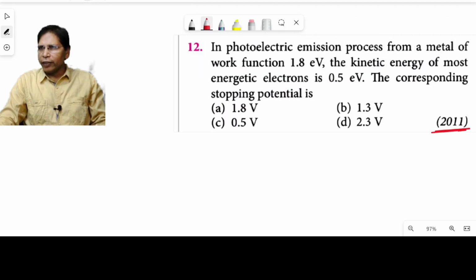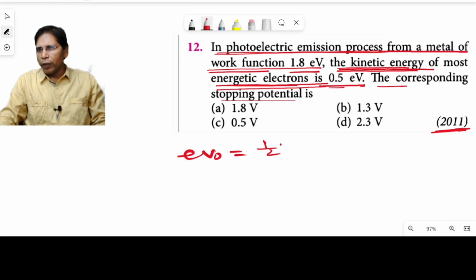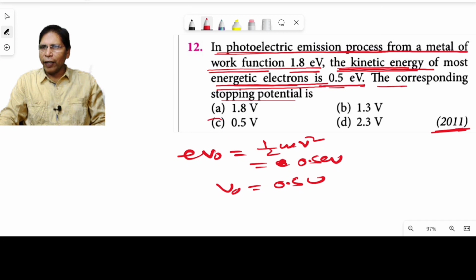Now look at 2011. In a photoelectric emission process from a metal of work function 1.8 eV, the kinetic energy of the most energetic electron is 0.5 eV. The corresponding stopping potential: this is eV naught, which equals half m v square. So this is e into 0.5 electron volt. So V naught is equal to 0.5 volt. This is option C.